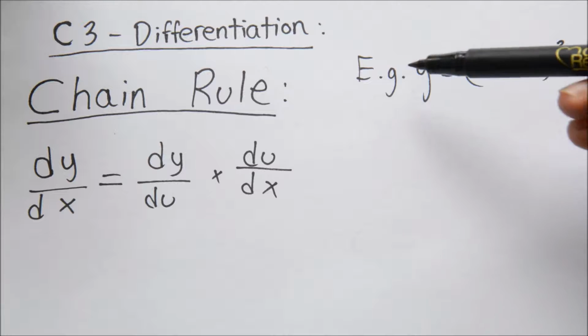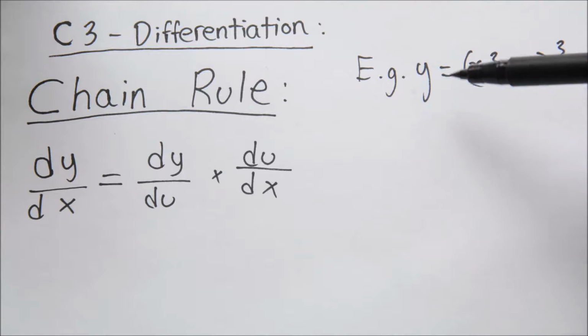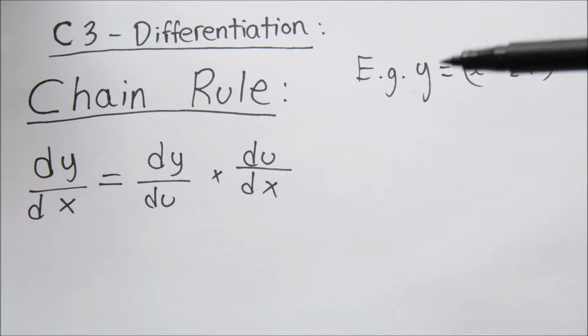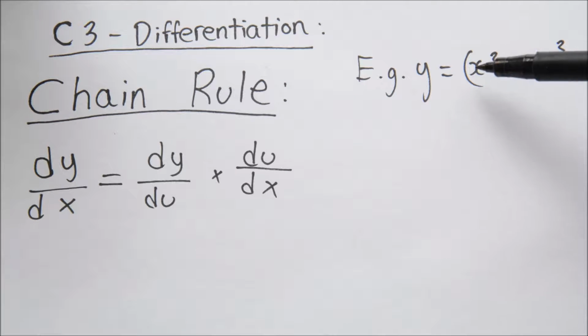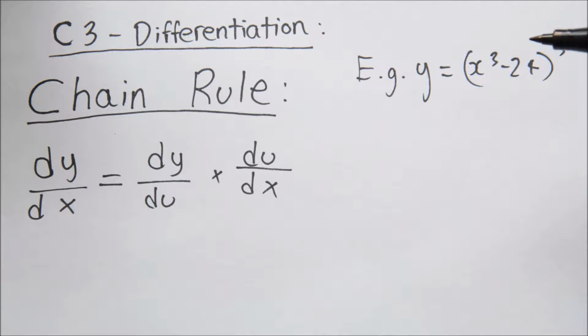So, let's say for example, we have an equation here. y is equal to (x cubed minus 24) all cubed. At first glance, you'd be thinking, how do I differentiate this? Because normally you just have an equation, so x cubed minus 24, and you'd have to differentiate that. But now we have this power, so it becomes a bit more difficult. But nothing's difficult in maths with practice.